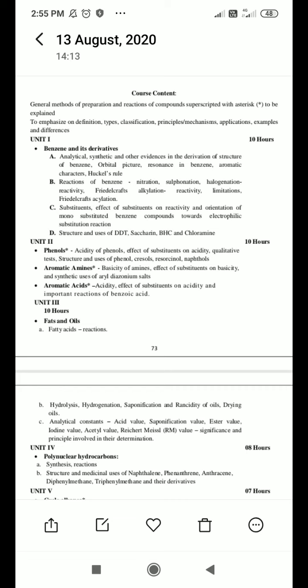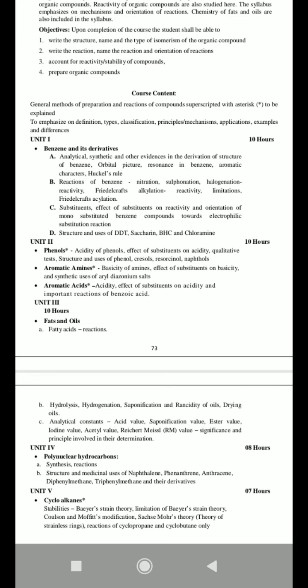We have to perform those qualitative tests at the time of practical also. We will get to know what the different qualitative tests are. Okay, then structure and uses of phenol. What are the uses and structure of phenol? Then cresol, resorcinol, naphthols, etc. It will be studied. Then the next point is aromatic amines.